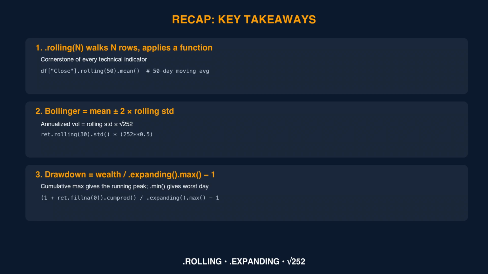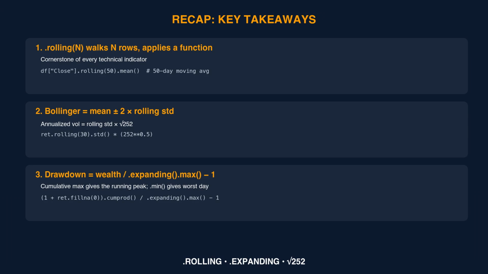Three things. Rolling windows. rolling(n) takes the last n rows. Mean or std gives the rolling stat. Cornerstone of every technical indicator. Bollinger Bands are mean plus or minus 2 times rolling STD. Annualized volatility is rolling STD times square root of 252.